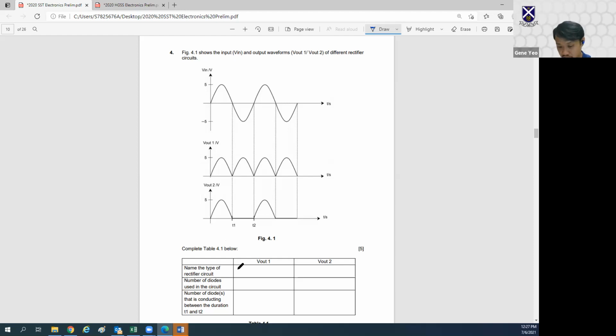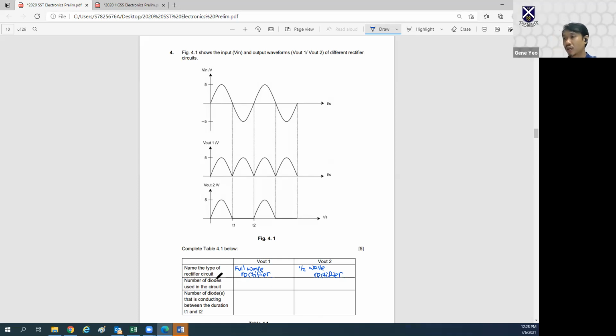So you've got to write down that this fella is a full wave rectifier, right? Whereas this fella, you'll notice that half of the wave disappears. So it's only managed to rectify half of the wave. Therefore, it's just a half wave rectifier.